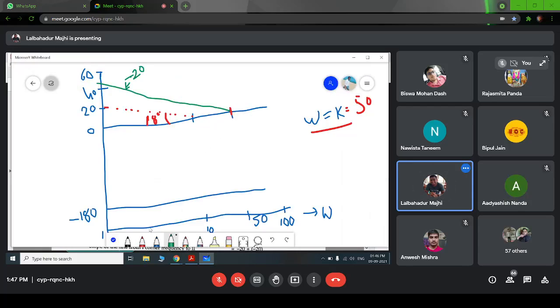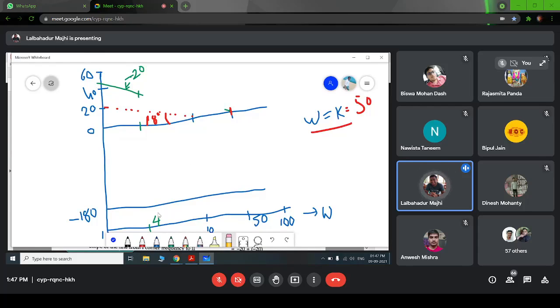So 4 will be around this point, right? At this point we have 4 radian per second. That means up to this point, we have to mark on this asymptote. At 4 radian per second, we have to mark at this point. You can erase this, or if you want, you can use a dotted line.